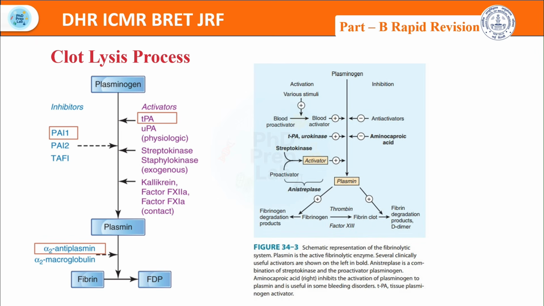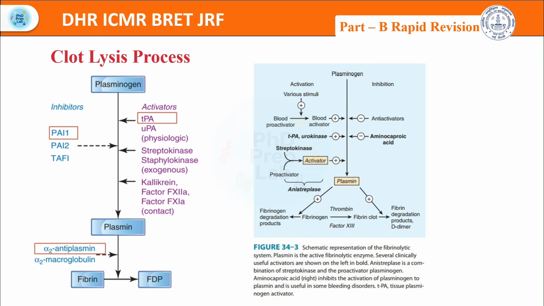Now there is the clot lysis process. So basically clot lysis is the process by which a formed blood clot is broken down after tissue has been repaired and restored to normal blood flow. This process is also called fibrinolysis. So there is first the formation of plasminogen. It is the inactive plasma protein incorporated into the blood clot during clot formation.